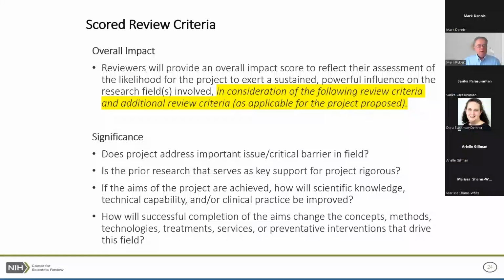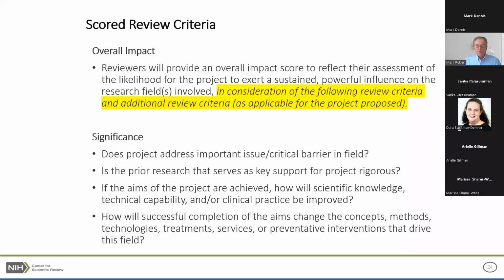On this slide and the following slide, I've tried to highlight those things that are not typical for the R01 review, but are specific to this review. So you can see here where we have the section for overall impact, where we want to see if your application will exert a sustained and powerful influence on the research fields, but we also get to consider the following criteria, which are highlighted below.